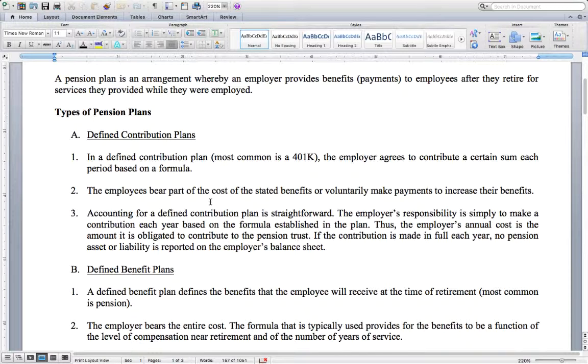So this would be, in my earlier example, where the employer would put in 3% of your salary every year if you put in 3% of your salary every year. Thus, the employer's annual cost is the amount that they are obligated to contribute to the pension trust. And the pension trust, just as a brief side note, is where the money and contributions are being held, for which at a future date they will use to pay these funds and contributions out to the employees that have retired.